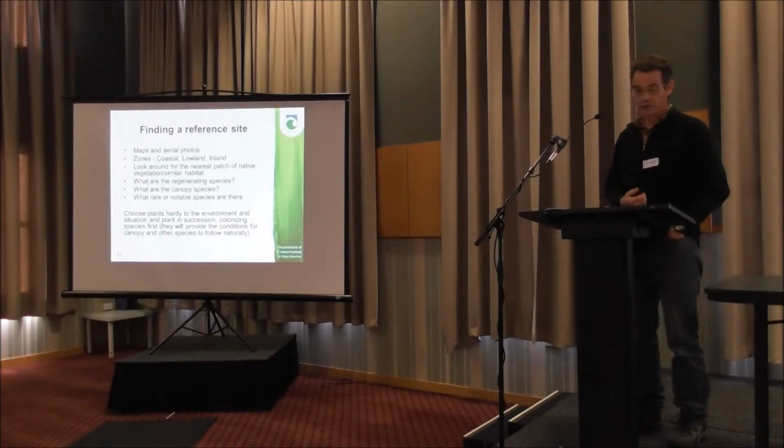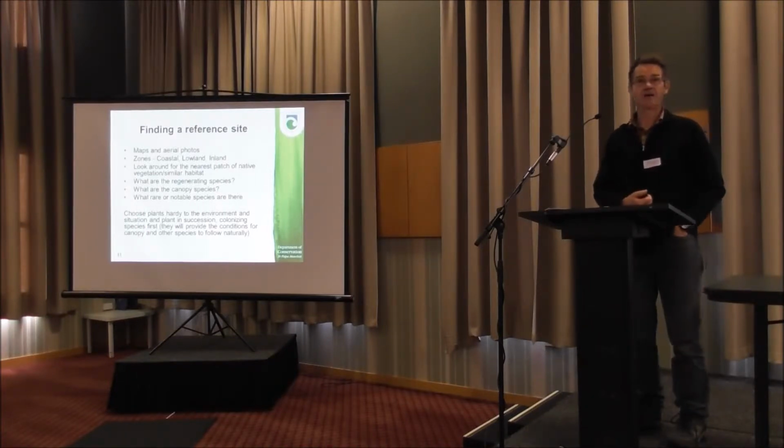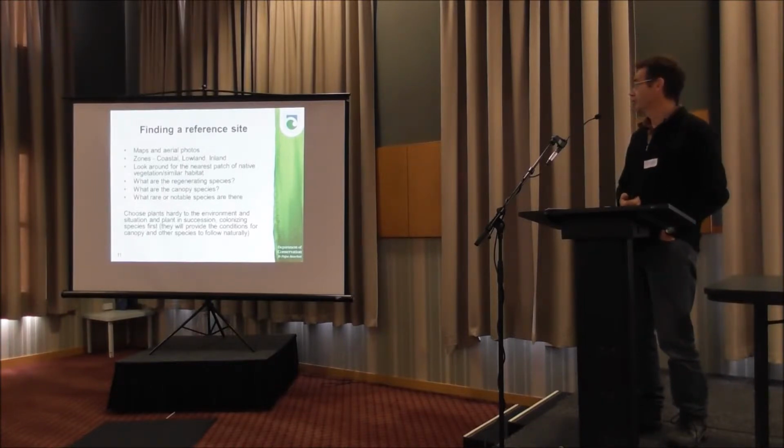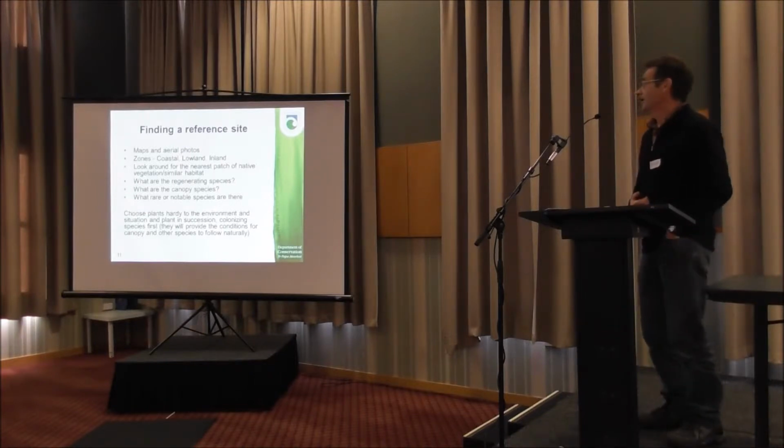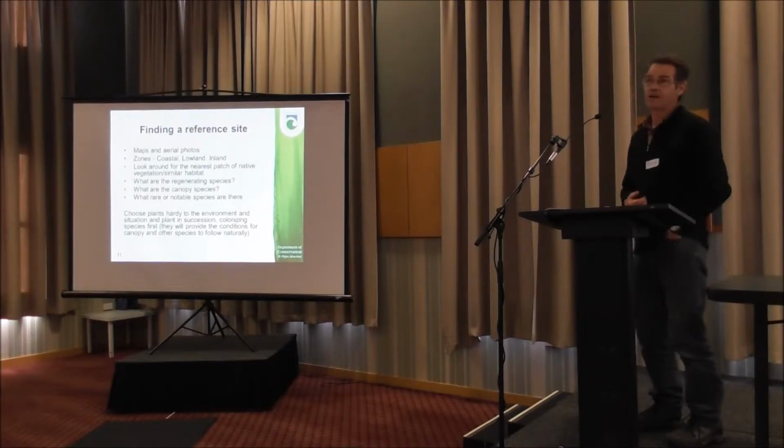You know, the inland zone, or lowland zone. So the inland zone in Southland's going to generally have harder or heavier frosts, and probably be more prone to drought as well. So look around, what are the nearest patches of vegetation, and are they similar to the site you're looking to work on? What are the regenerating species, the canopy species? Are there rare and notable species there that you might want to put in and enhance as well?